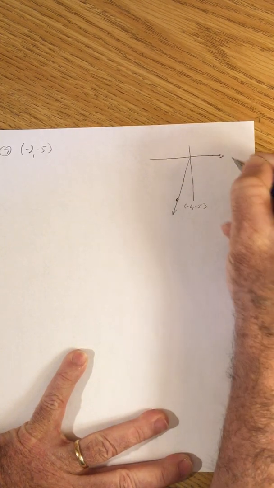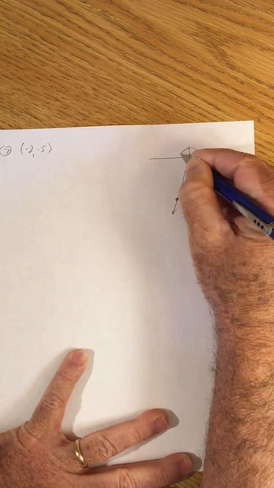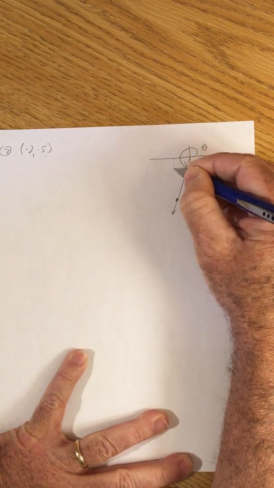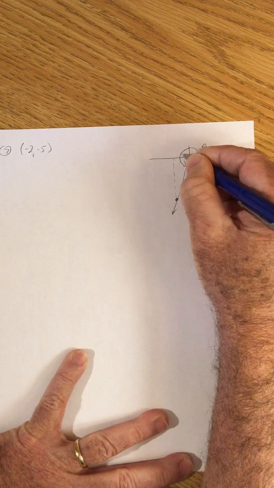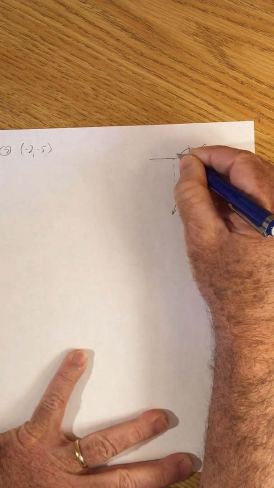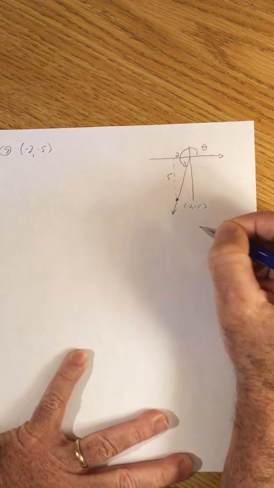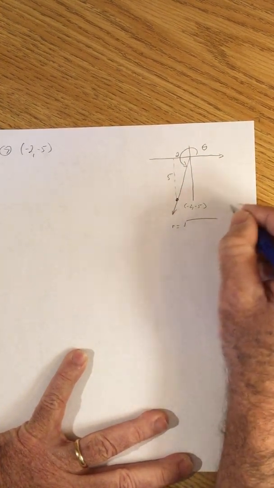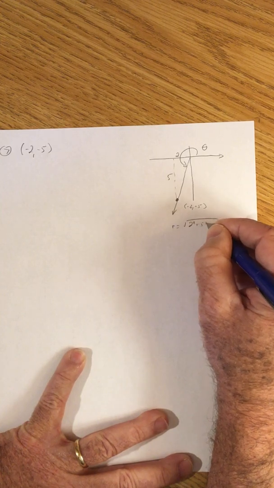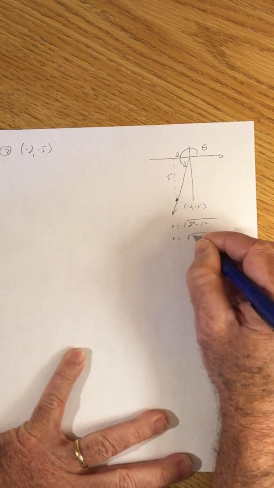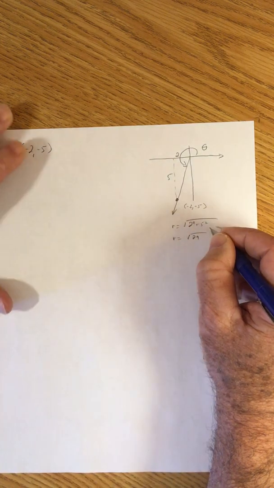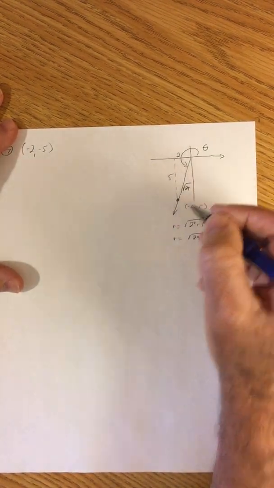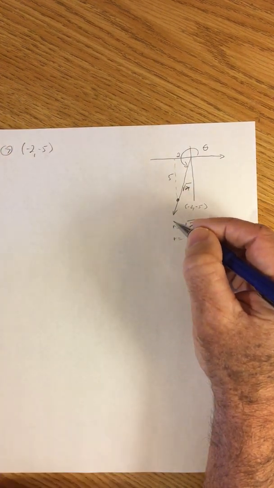There's the terminal side. There's the initial side. Here is angle theta. Okay, I'm going to draw this triangle. Okay, this side is 2. That side is 5. Now I find r by taking the square root of 2 squared plus 5 squared. Now that's going to be the square root of 29. That's not a perfect square this time, but that's okay. We can deal with that. Okay, so we got the square root of 29.